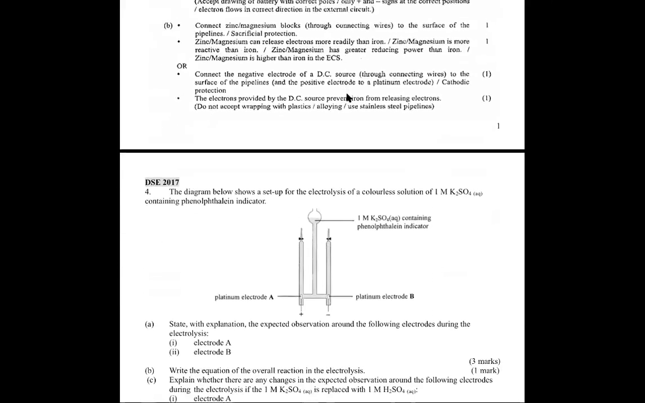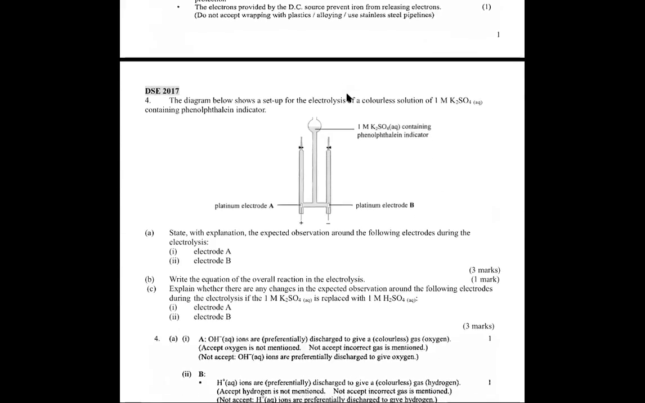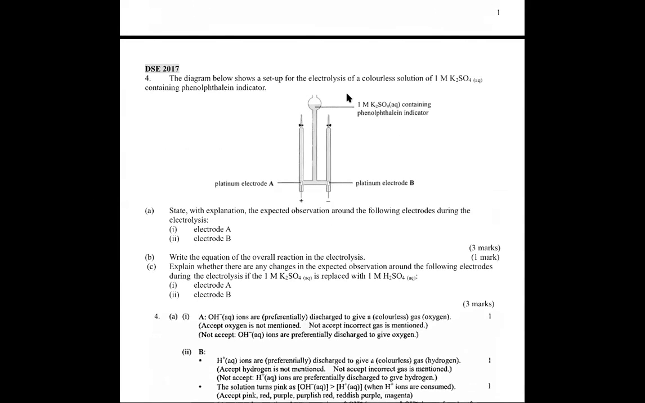Okay, so next one. Here the electrolyte is a solution of 1 molar potassium sulfate. 1 molar means it's not concentrated, so pretty dilute solution. For this one, remember the first step we need to do is list out all the ions. So we have potassium ion, hydrogen ion, hydroxide ion and sulfate ion.